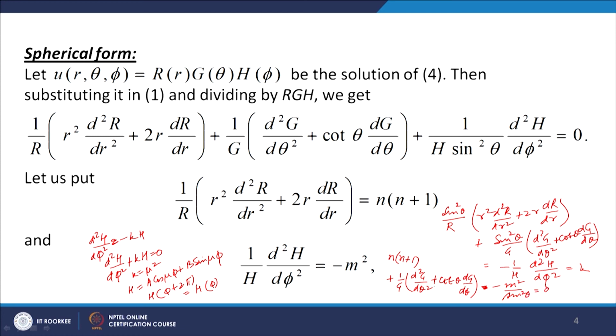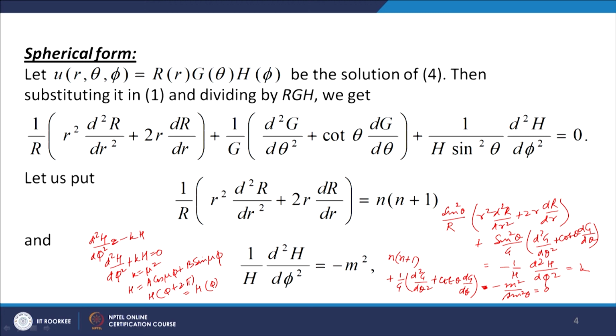So, this can be written as d square g over d theta square plus cot theta dg over d theta plus n into n plus 1 minus m square upon sin square theta into g equal to 0, which is Legendre's equation. We will discuss that later on. And so let us see, when we write this equation equal to n into n plus 1, what we get.